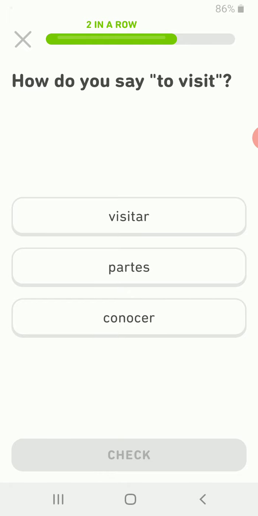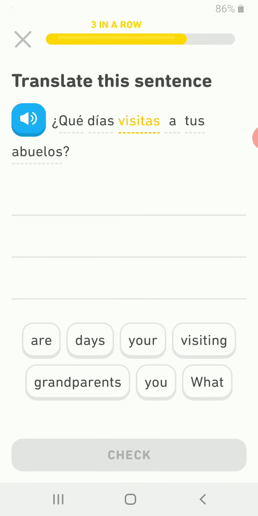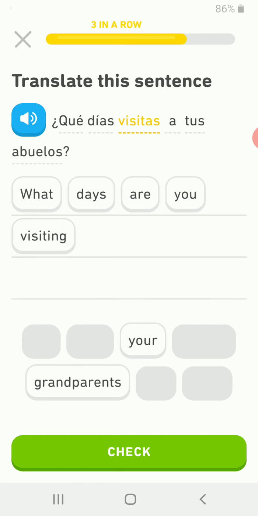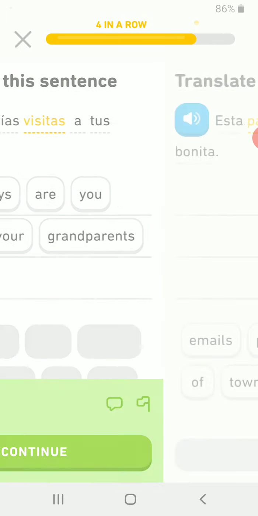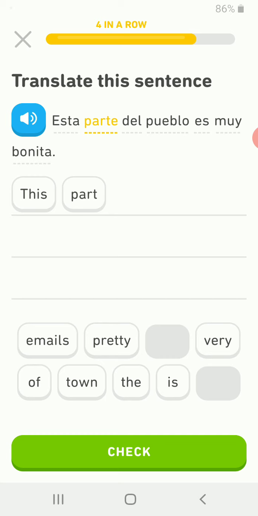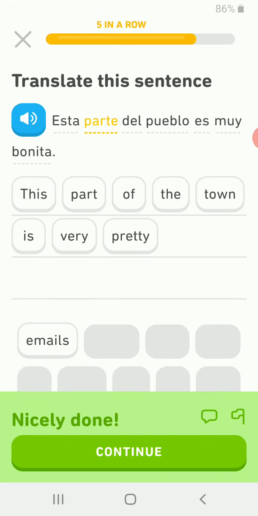Stative verb. To visitar. ¿Qué días visitas a tus abuelos? ¿Qué días? What days? Yeah. What days are you visiting your grandparents? Esta parte del pueblo es muy bonita. This part of the town is very pretty, bonita.